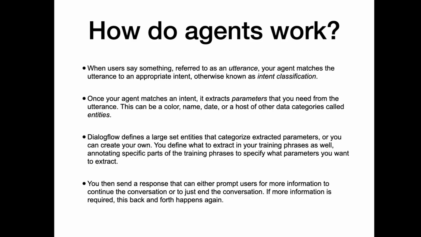And then basically, number 4 is you then send a response that can either prompt users for more information, to continue the conversation, or just to end the conversation. Okay, so again, that's basically the response. You could have a chatbot where you can ask the bot yes or no, right? So if the answer is yes, then you could ask more questions, right? So this has to do with the flow of the bot, which we'll go into later on. Basically the response is what's coming back from the bot. That's all you need to know at this point.